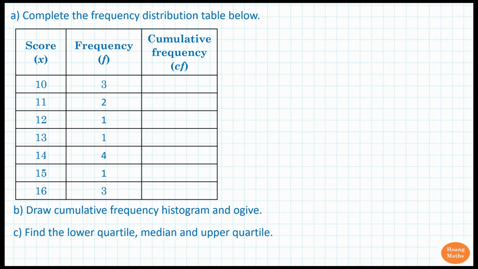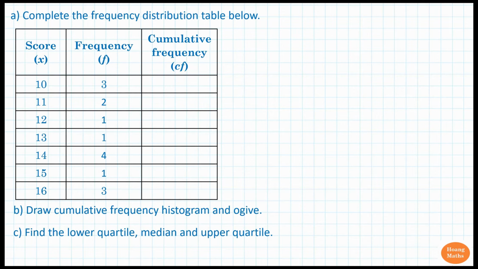First one, Part A. Complete the frequency distribution table below. Part B, draw cumulative frequency, histogram, and Ogive. Find the lower quartile, median, and upper quartile. To find the cumulative frequency column.